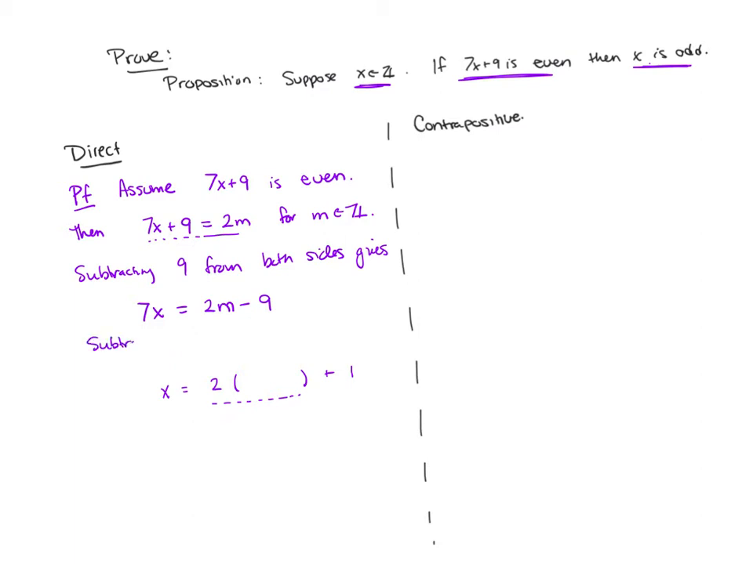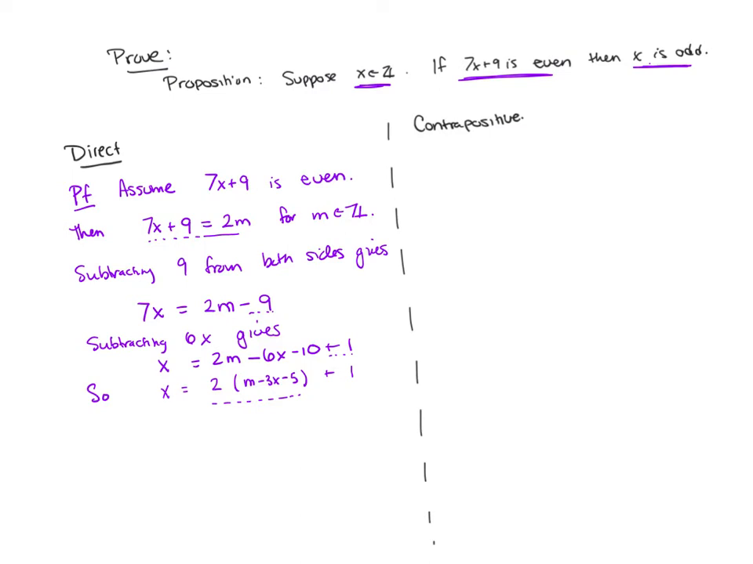So subtracting 6x gives, now I do have my x, and that's equal to 2m minus 6x. And let me go ahead and split up this 9 into a minus 10 plus 1, because that way I'm going to have that plus 1 that I want for my odd definition. And now we can say, so x is equal to 2 times m minus 3x minus 5 plus 1.